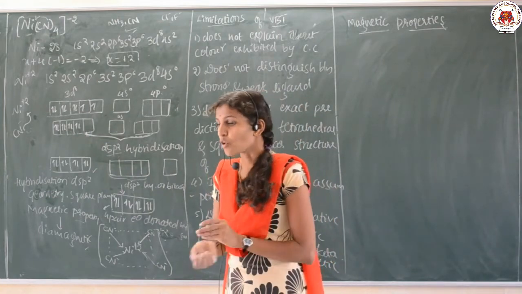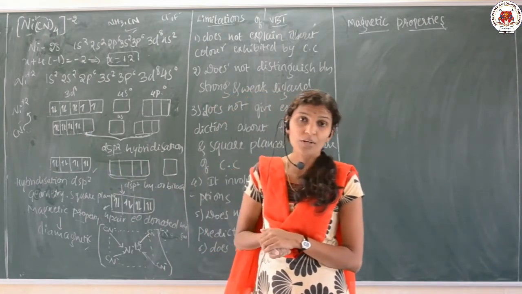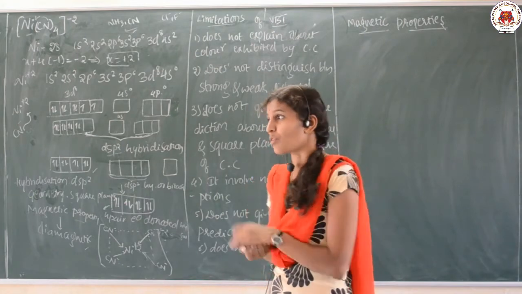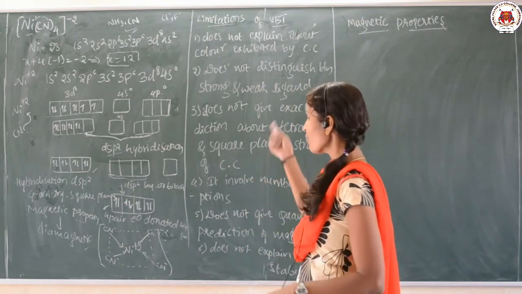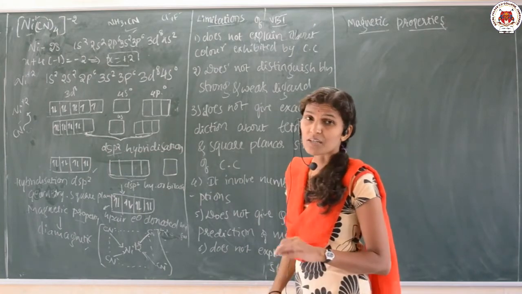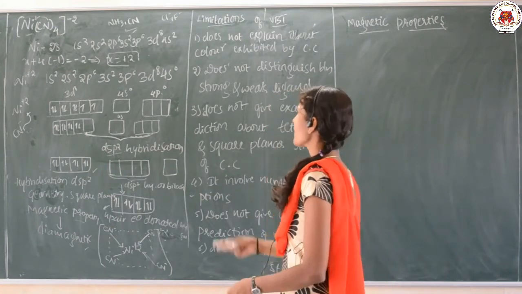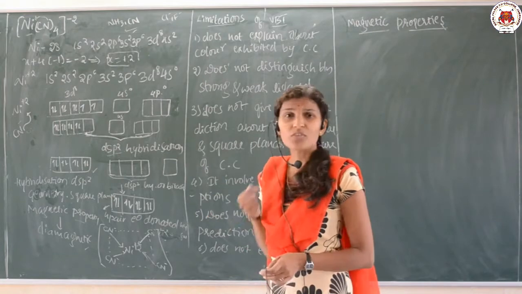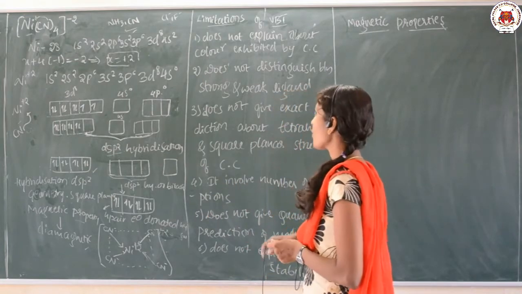Clear? So, whatever I have explained in the 4 examples, those are on the basis of VBT, that is valence bond theory. Now, this is the part of the topic where we are going to discuss the limitations of the VBT. So, what are the limitations? Or you can consider them the demerits of the VBT.